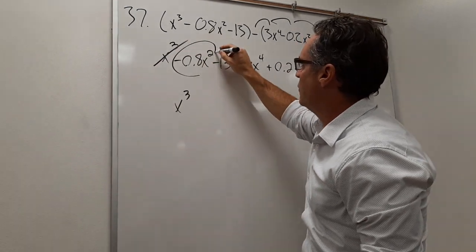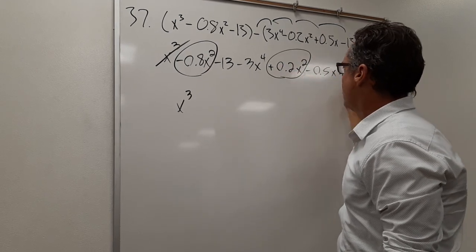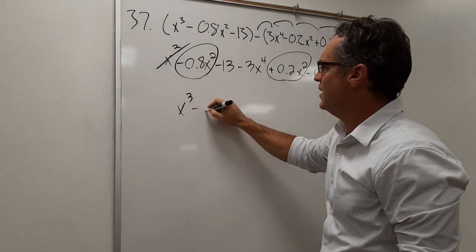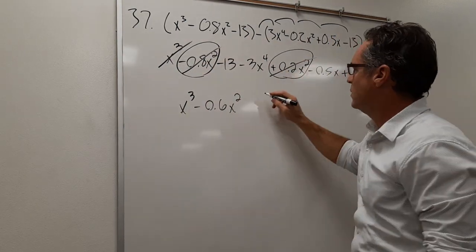I have negative 0.8x squared. I have positive 0.2x squared. I don't have any other x squareds. Negative 0.8, positive 0.2 makes negative 0.6x squared, okay? Cross those out. I don't want to look at them anymore.